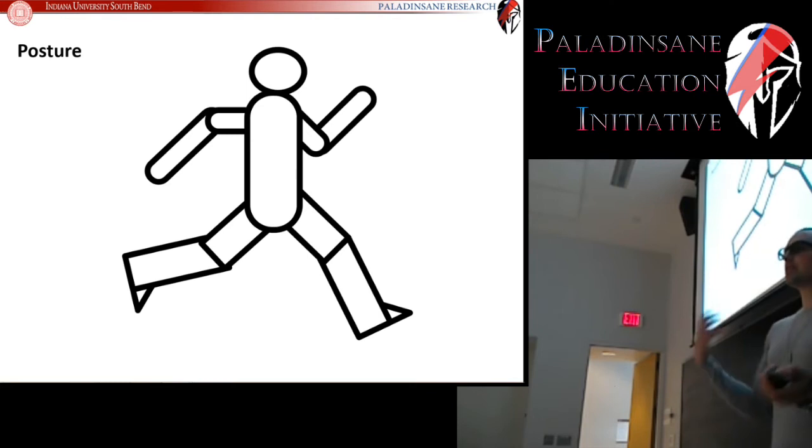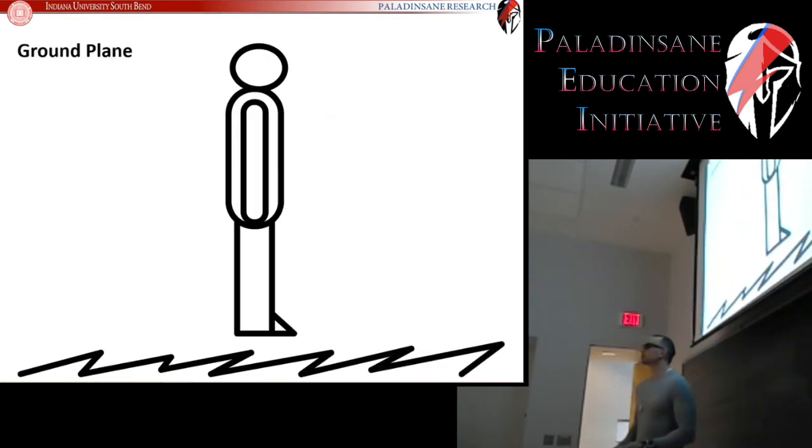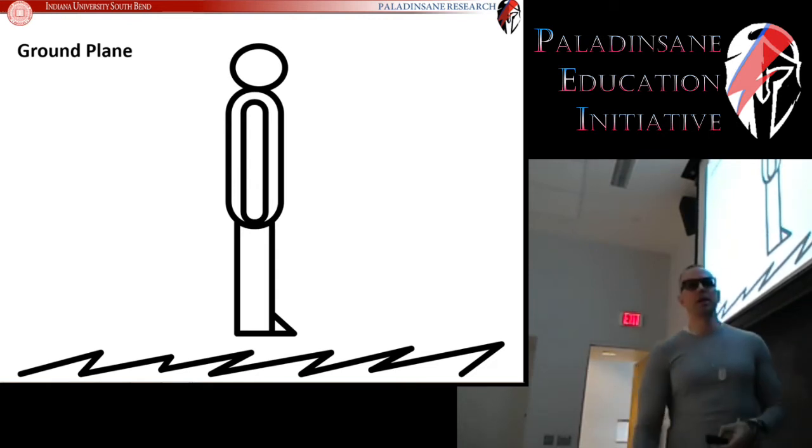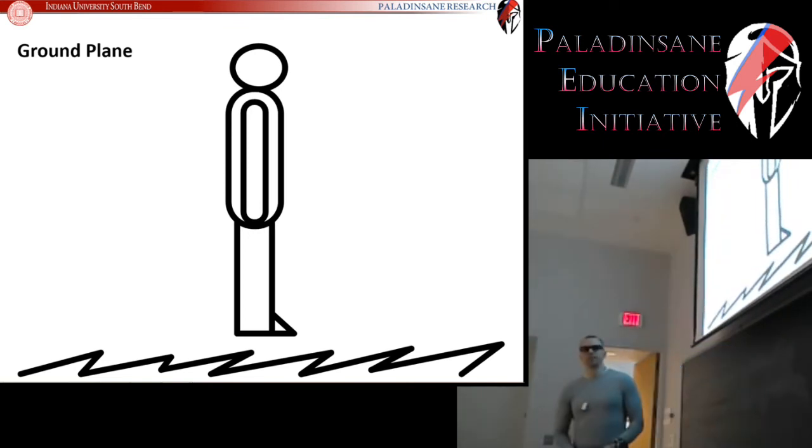The last literal device that we looked at was ground plane. When you're running, you are literally off of the ground plane. At the very least, you have to have one foot off the ground plane, because at no point when you run are both feet on the ground. Running is one foot at a time, or basically jumping in the air. So those are the three literal devices that we looked at.